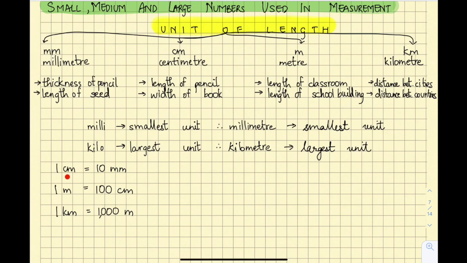Next, 1 centimeter is equal to 10 millimeter. If you have seen your scale, the ruler which we use in school, there you will see between every centimeter small 9 lines. Those are nothing but millimeter. Then we have 1 meter is equal to 100 centimeter. When we go to a cloth shop, he will have a big rod for measuring clothes in meter. So there 1 meter is equal to 100 centimeter.